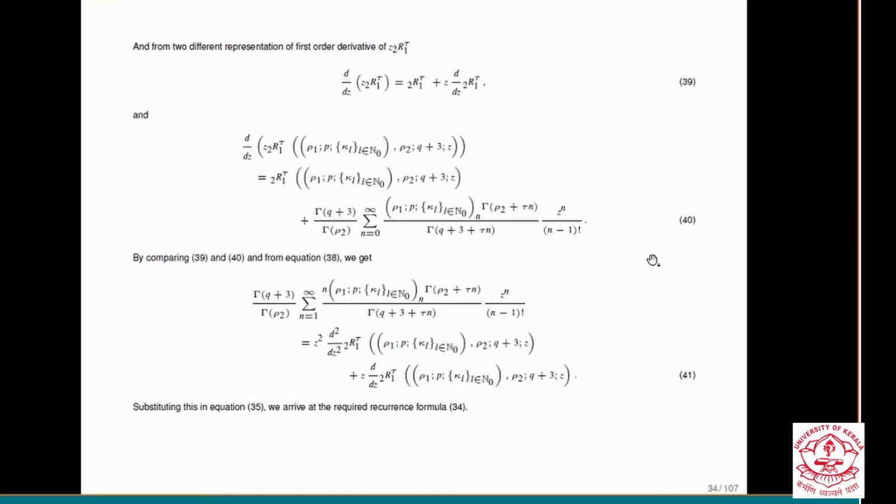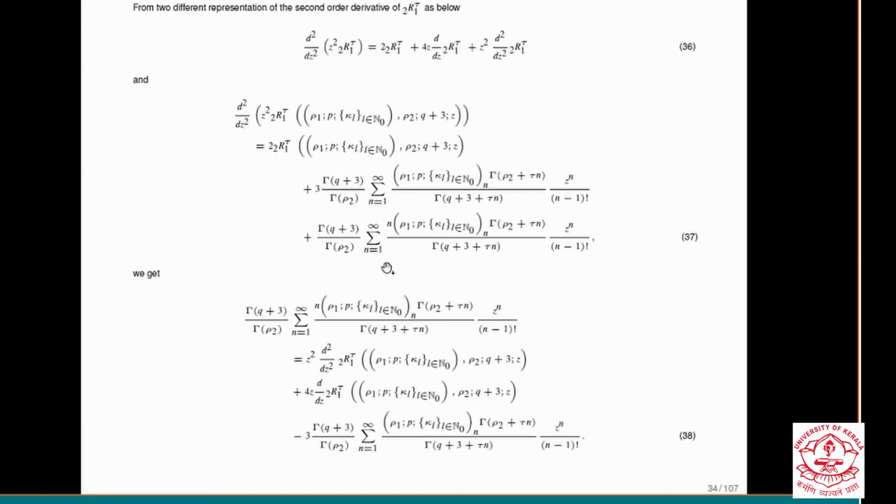That's going to be put in the form of this. So this is also dz. So ultimately, this can be put in the form of this. So here we also say, when comparing 39 and 40, and from the equation number 38, this is your equation number 38, so we get equation number 14. It means substituting this equation 35, we arrive at the required differential relation 34. Okay.